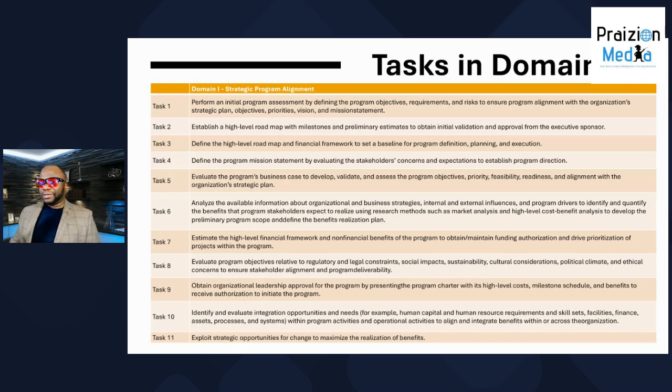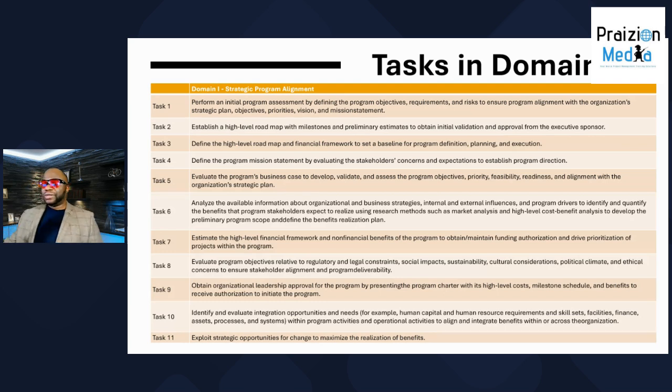And finally, number 11, exploit strategic opportunities for change to maximize the realization of benefits. So the main goal here is to maximize the benefits, enlarge them. Exploit is the word we used to use back in the PMP exam. So hopefully you understand the concept of exploit. It means 100% guaranteed that you will realize these opportunities where they exist.